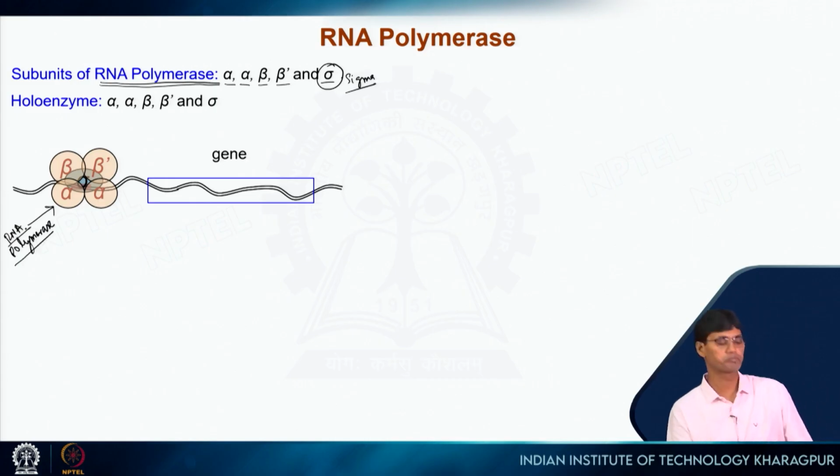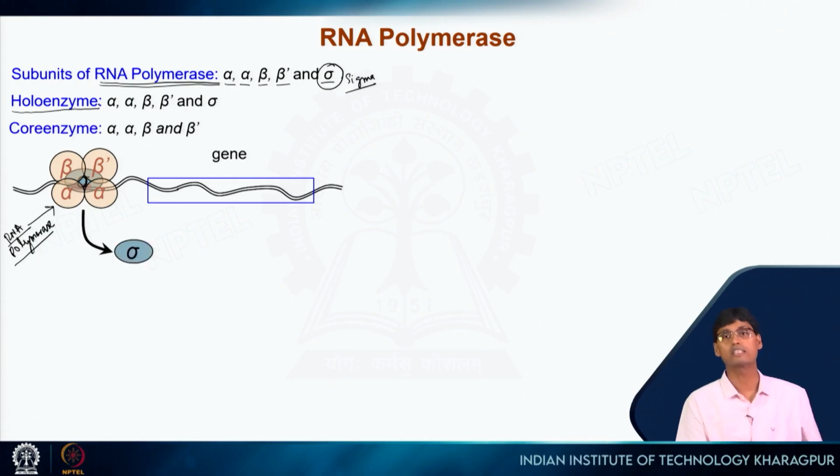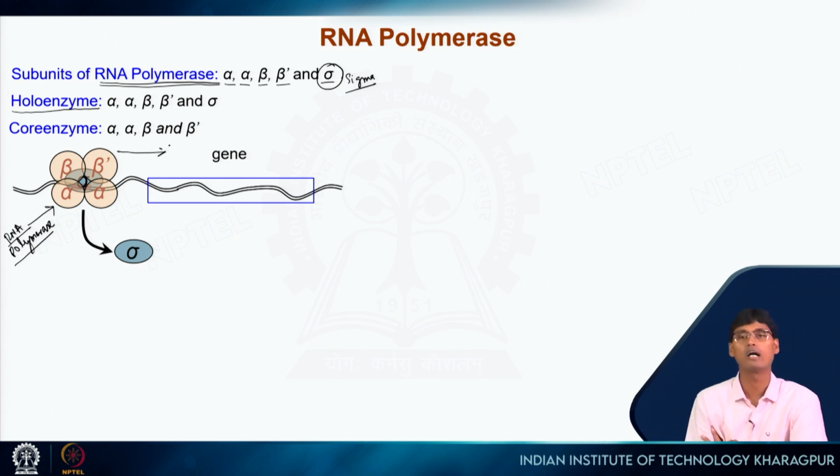RNA polymerase. Now, this total enzyme together is called holoenzyme. But now, in order to start transcription, the sigma factor should be released from the complex, so that the RNA polymerase can move in this direction and make RNA out of this gene.